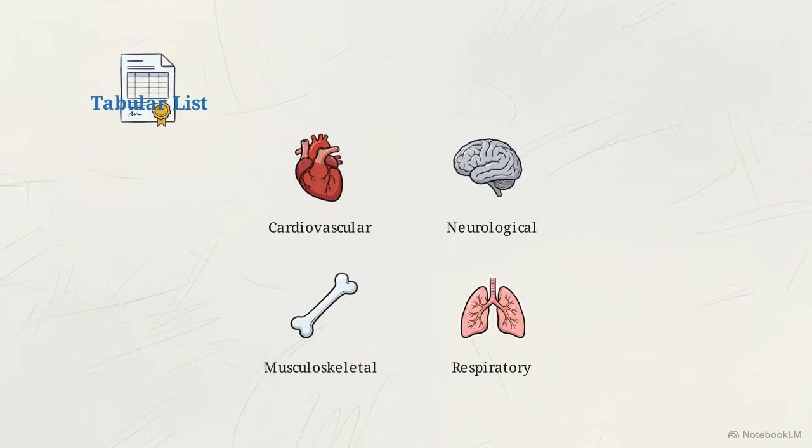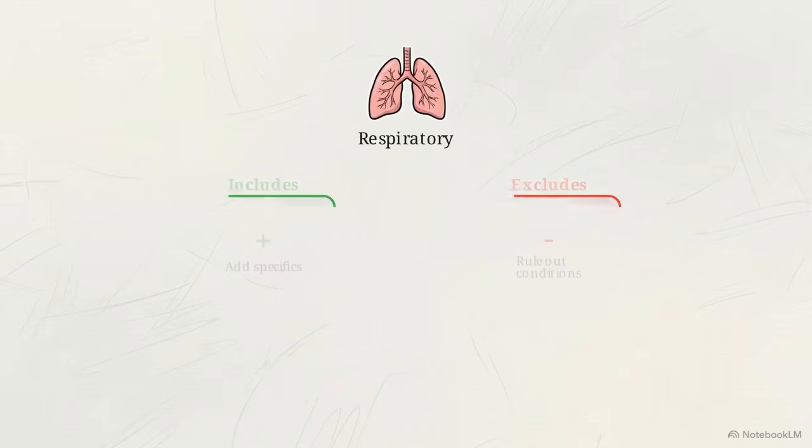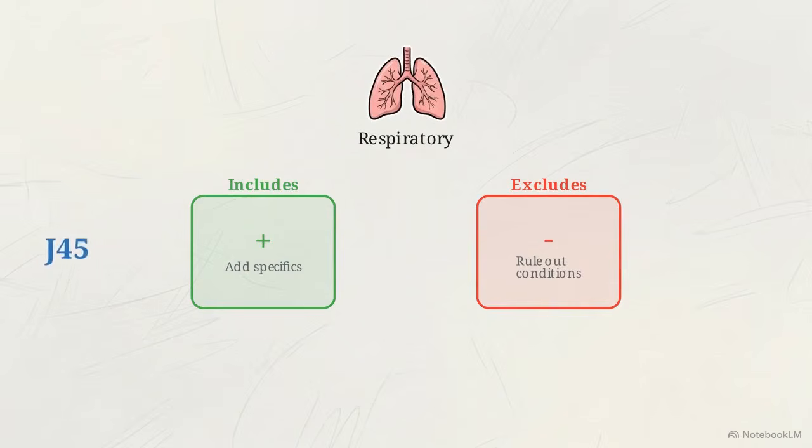This animated diagram shows how the tabular is organized into 22 distinct chapters, neatly categorized by specific body systems and conditions. This is your mandatory verification point. Once inside a chapter, the tabular list reveals hidden instructional notes, specifically includes and excludes rules. These rules are completely absent from the alphabetic index.